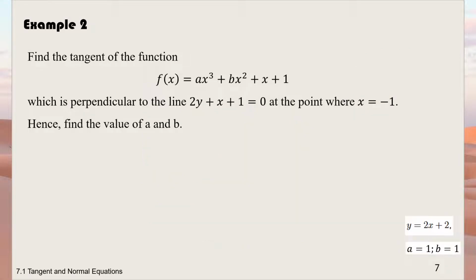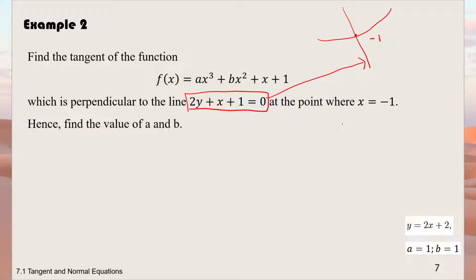Okay, now we look at Example 2. Find the tangent of the function f(x) equals ax cubed plus bx squared plus x plus 1, which is perpendicular to the line 2y plus x plus 1 equals 0 at the point where x equals negative 1. Hence, find the values of a and b. This problem is telling you that this particular line is perpendicular. I have a slope, and this line actually is a normal line. Because it says it's perpendicular, this one is a normal line, and this point is x equals negative 1.